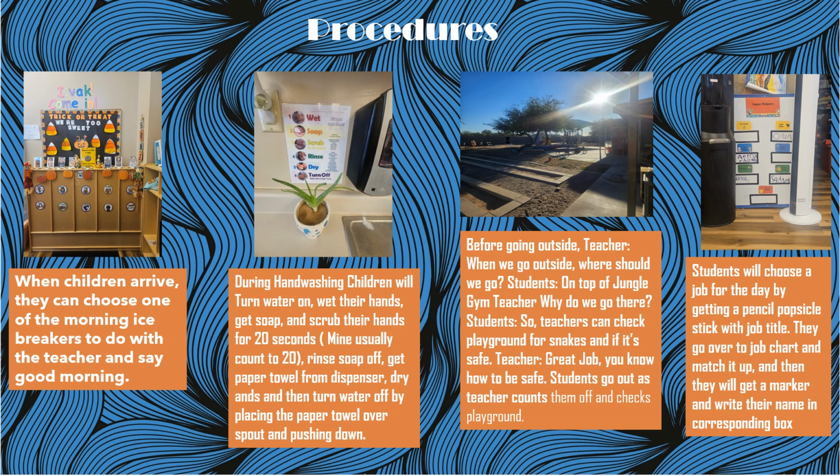The next one, you guys can see the outdoor play. So before we go outside, the teacher will say, okay, when we go outside, what should we do? Students reply, we need to go on top of the jungle gym. Of course, the teacher asks, well, why are we going there? Students respond, so teachers can check playground for snakes and if it's safe. Teachers always give them positive praise, like, you guys are so smart, you guys already know what to do. And then as the students go out, teacher counts them off, and then teachers check the playground. Once it's all clear, usually I'll say roll out, and then they know it's time to go and play.